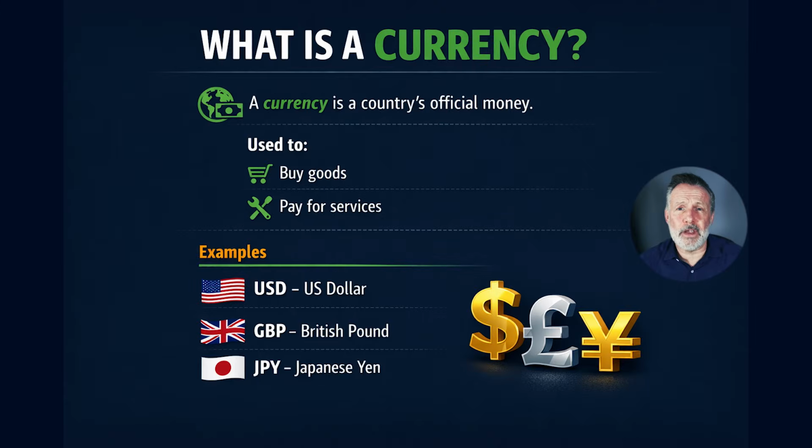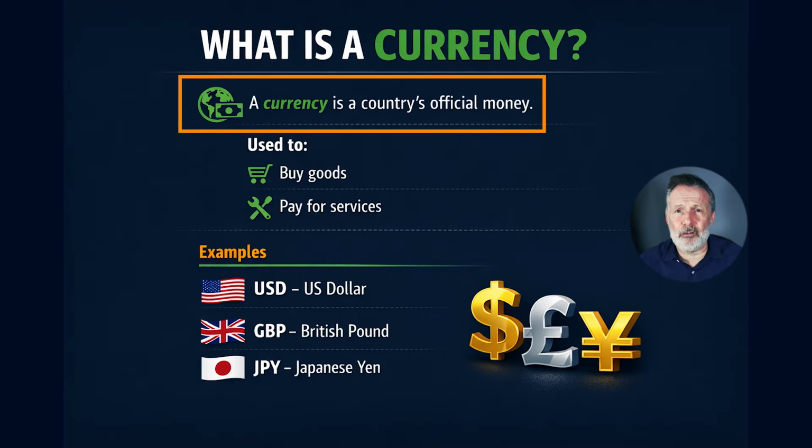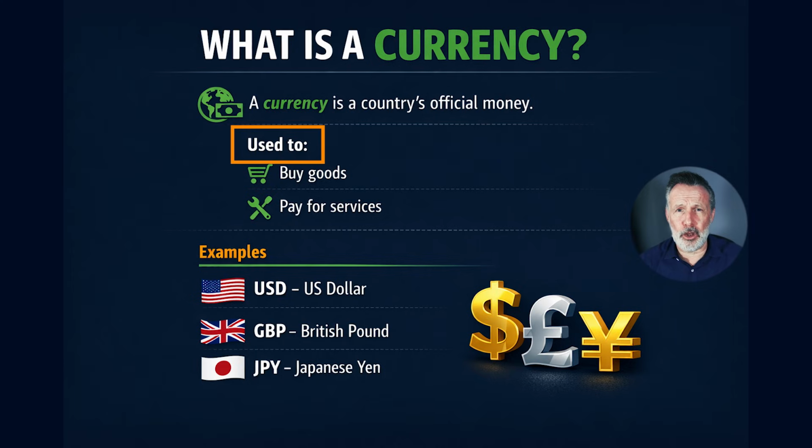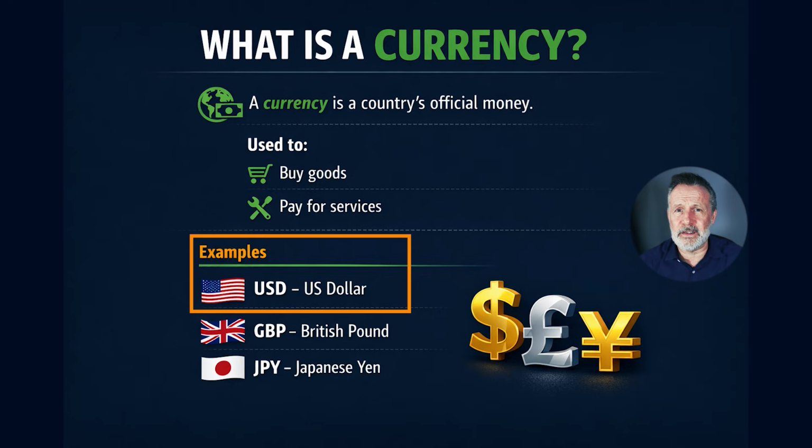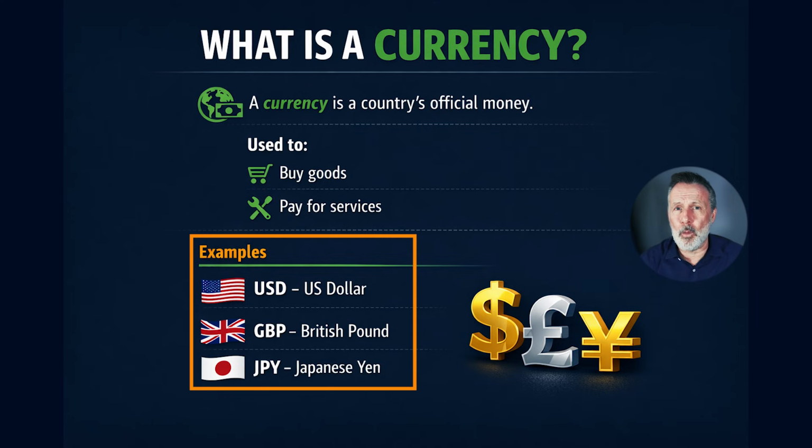Today we're going to break down the core basics of currency trading by answering a few simple but essential questions. What is a currency? A currency is the country's official money and it's used to buy goods and services. For example, USD is the United States dollar, GBP is the Great British Pound, and JPY is the Japanese yen.